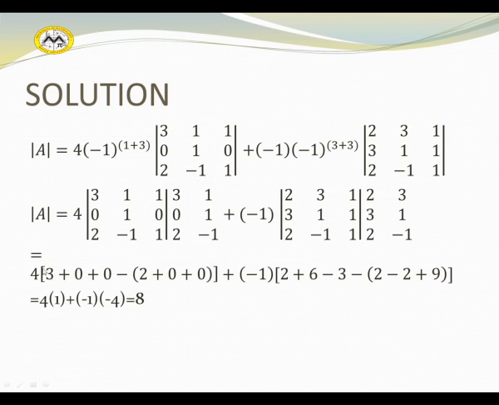And then here, simplifying, we have 3 minus 2, that will be 1. So 4 times 1. And then we have it here, 2 plus 6, that will be 8. Minus 3, that will be 5. Minus, this is already 9. So we have negative 4 times negative 1, and that will be positive 4. So we have it here 4 plus 4. So the determinant of this 4 by 4 matrix A is now equal to 8, applying the cofactor expansion.